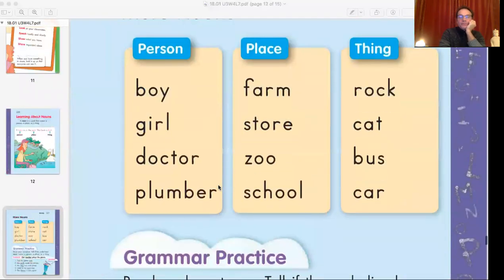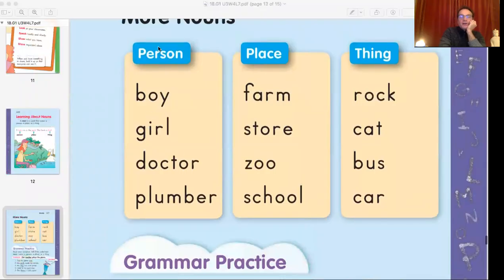More nouns. So let's name these. Read these with me. A person is a boy, a girl, a doctor, a plumber. A place is a farm, a store, a zoo, school. A thing might be a rock, a cat, a bus, or a car.